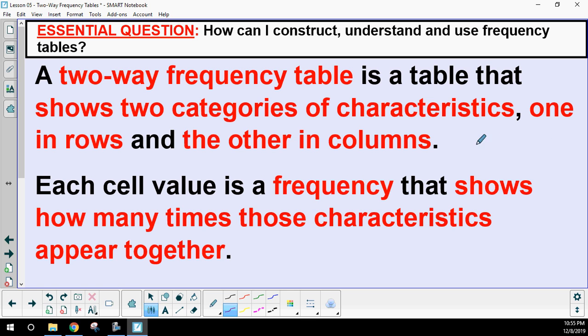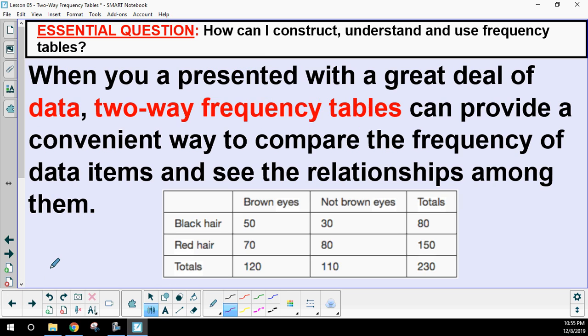This is kind of dabbling back a little bit in coordinate algebra, and even back in middle school. When you're presented with a great deal of data, two-way frequency tables can provide a convenient way to compare the frequency of data items and see the relationship among them. Here's an example.